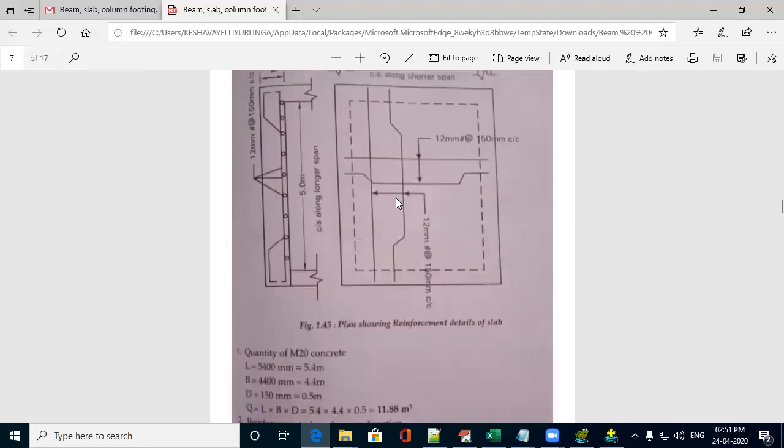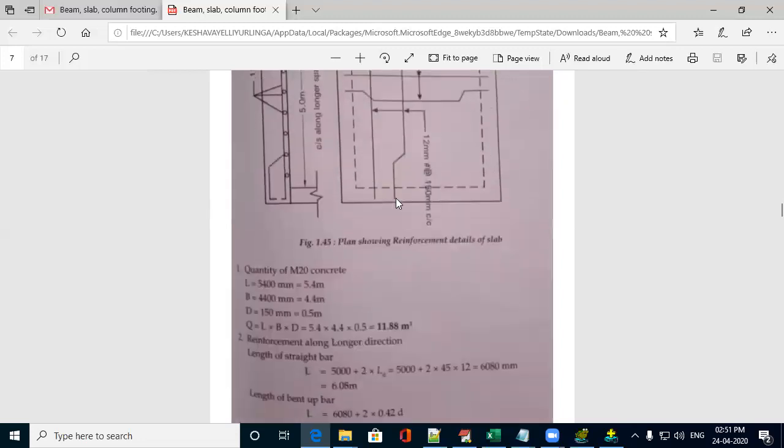on both the directions. First, let us work out the easiest calculation, that is the concrete part. They have given it is M20. You can observe the support thickness is not given. Let us assume it to be 200 mm. So to get the total length of the slab, we need to add 200 mm 2 times. That comes to around 5400 mm. So it will be 5.4 meter. Similarly, on the shorter span direction, 4000 mm plus 200 that comes to 4.4 meters.